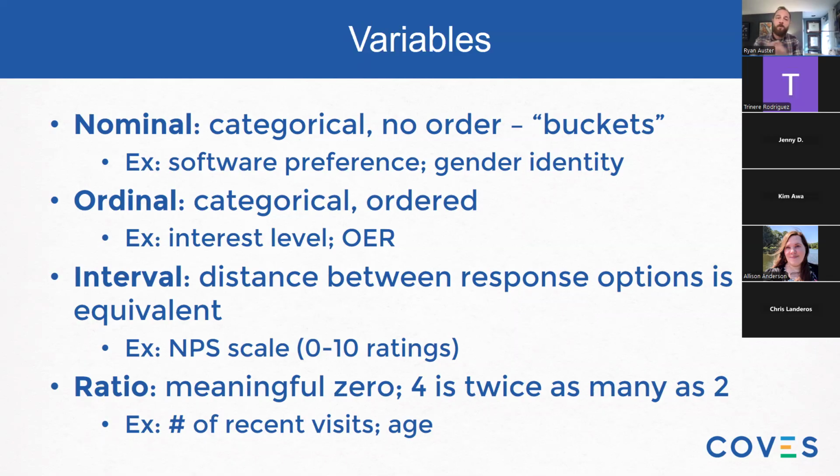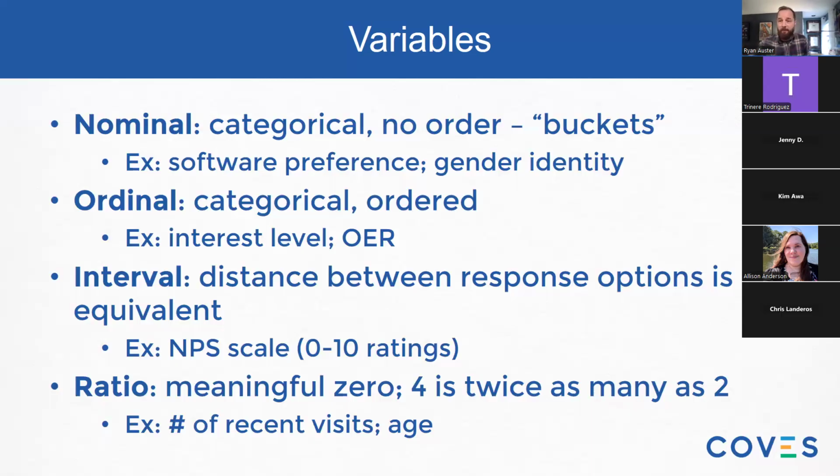However, the difference between interval and ratio is the 0 on that scale. On the NPS scale or the 0 to 10 rating scale, 0 doesn't mean the absence of something. It means it's my least likely, my least preferred, the bottom of this interval list. A ratio scale has a meaningful 0, like the number of visits. I've never visited before, 0, right? Or my age is 0.